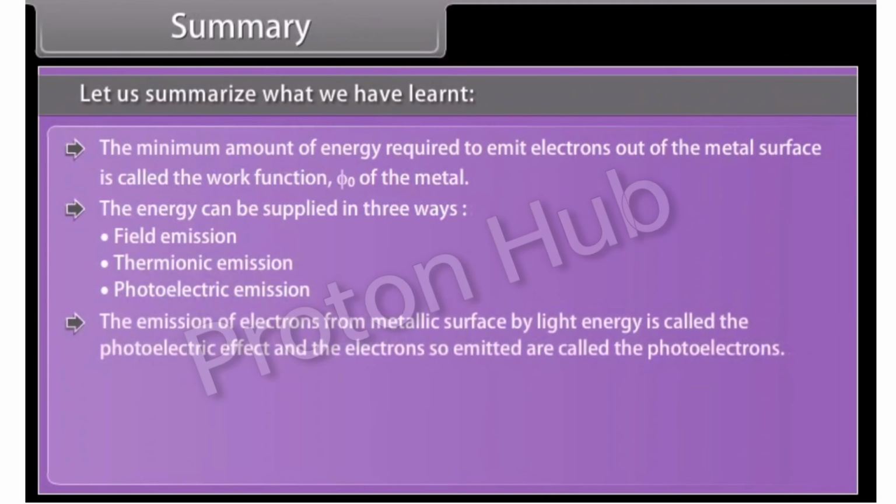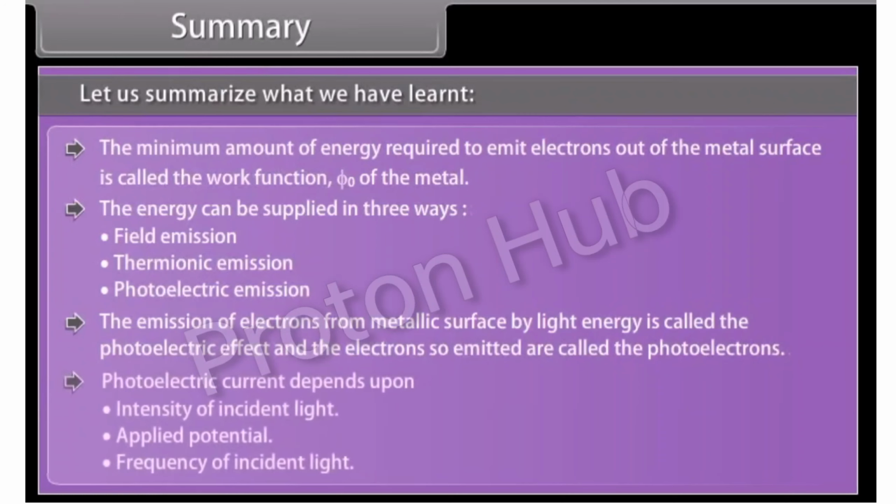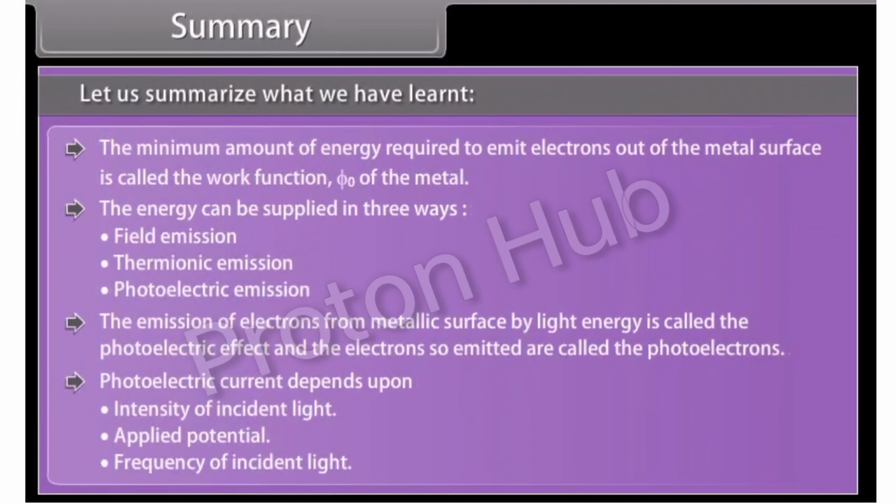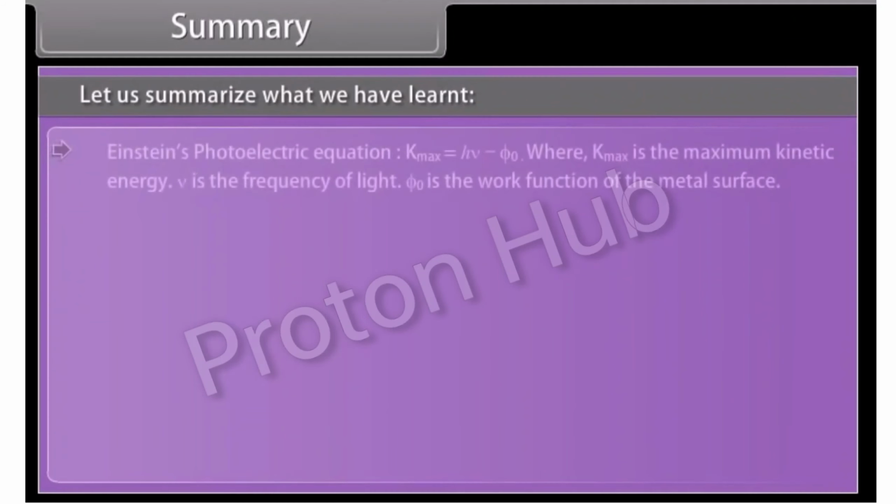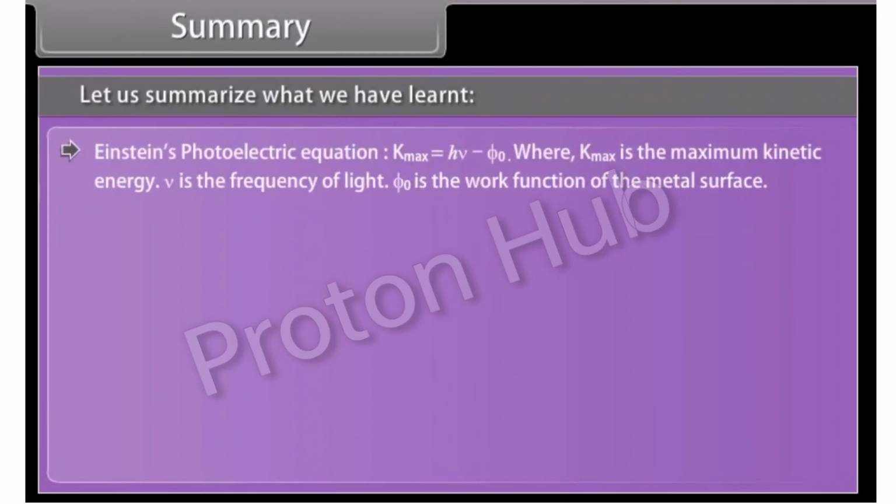The emission of electrons from a metallic surface by light energy is called the photoelectric effect, and the electrons so emitted are called the photoelectrons. Photoelectric current depends upon the intensity of incident light, applied potential, and frequency of incident light. Einstein's photoelectric equation: Kmax = h nu - phi0, where Kmax is the maximum kinetic energy, nu is the frequency of light, and phi0 is the work function of the metal surface.